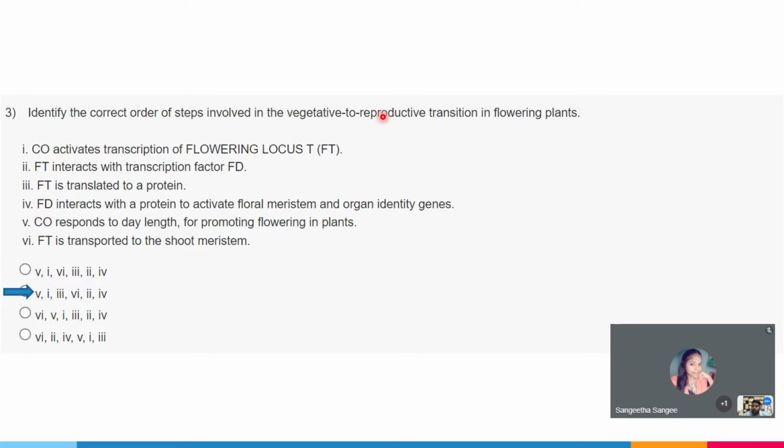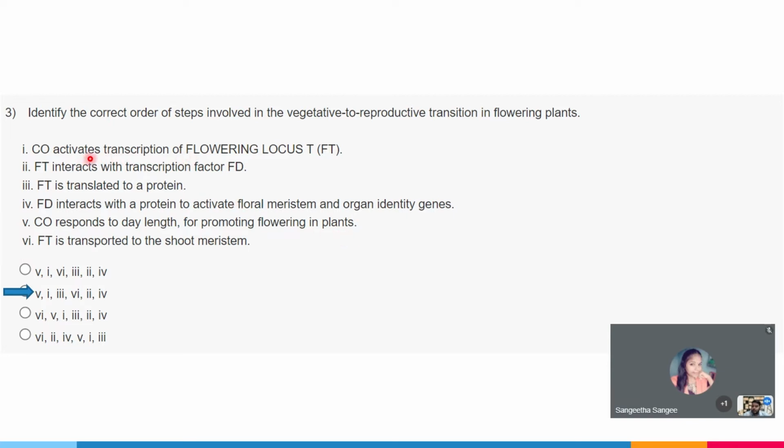So the correct option includes identifying the correct order of steps involved in the vegetative to reproductive transition in flowering plants. The correct order is according to this particular chart. CO responds to day length and thus promotes flowering. That will be the first. The 5 is the first.